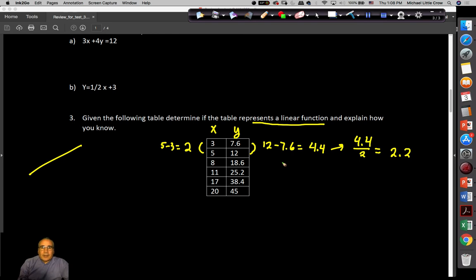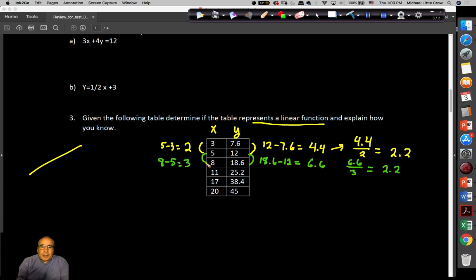Okay. We look at the next 2 points, so 5 to 8 and 12 to 18.6. So we take 8 minus 5, that gives us 3, and we take 18.6 minus 12, that's going to be 6.6, giving us a slope of 6.6 divided by 3. Take 6.6 divided by 3, you also get 2.2. So it's looking good so far. The slopes are the same.